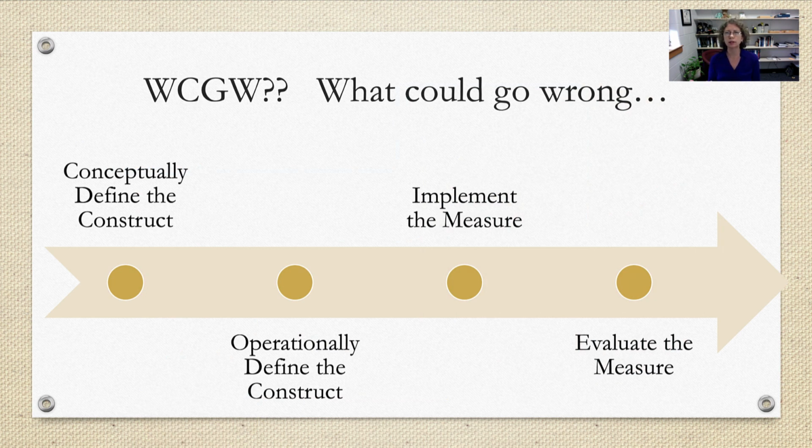So these 4 steps that they introduce us to in your chapter for strategic measurement of psychological constructs include conceptually defining the construct, operationally defining the construct, and then implementing the measure and evaluating the measure.